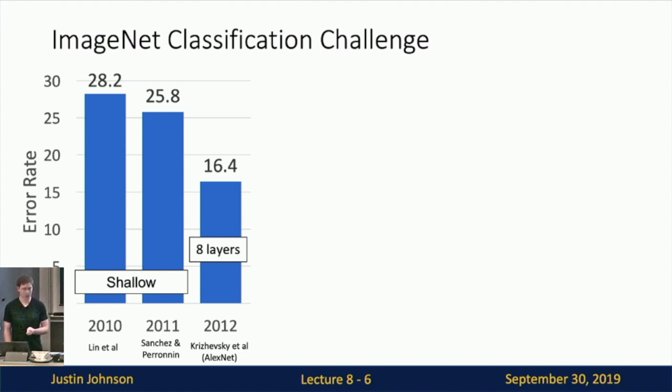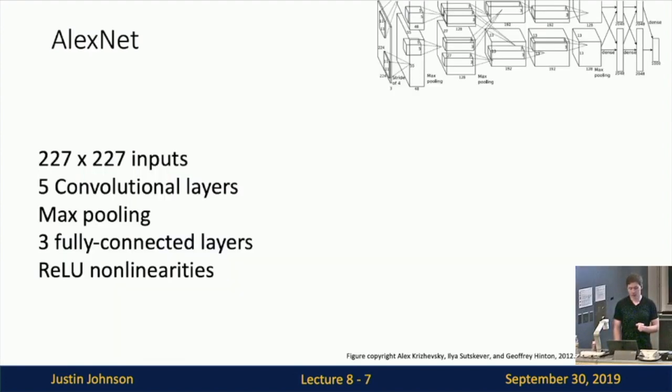So what actually did AlexNet look like? Well, AlexNet was a deep convolutional neural network. By today's standards, I think it actually wouldn't be considered that deep, as we'll see as we go on through the lecture. But AlexNet accepted 227 by 227 pixel inputs. It had 5 convolutional layers. It used max pooling throughout. And it had three fully connected layers that followed the convolutional layers. And it used ReLU nonlinearities throughout. In fact, AlexNet was one of the first major convolutional neural networks that used ReLU nonlinearities.